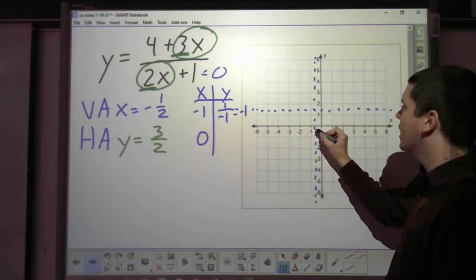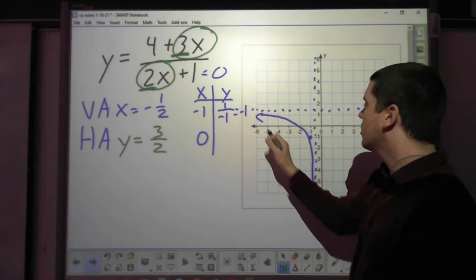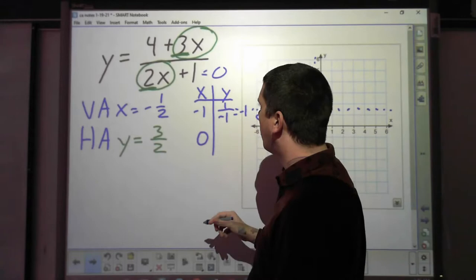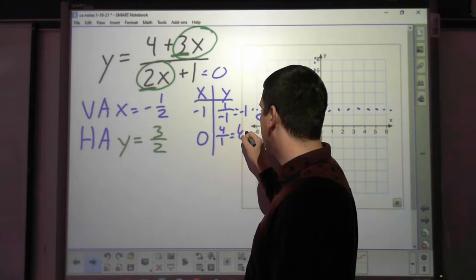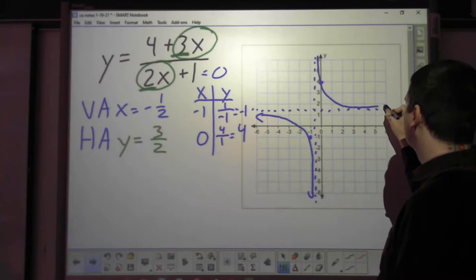Man, this is a long lesson. So we can see that this graph is down here. And then if I plug in 0, that's going to give me 4 over 1, because again, those just become 0. 4 over 1. So that's just 4. Again, that's the shape of our graph.